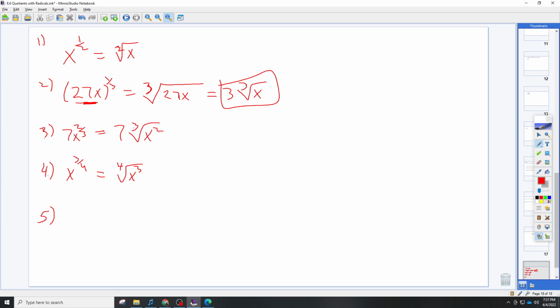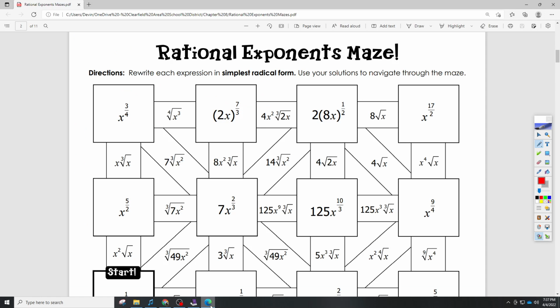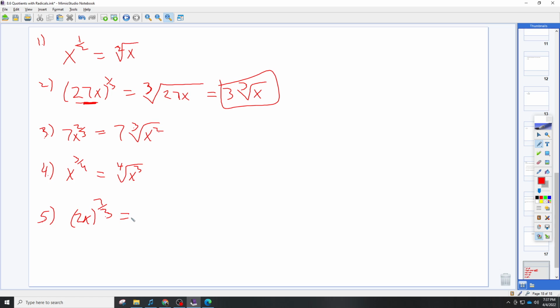I'm doing a lot of these with you. 2x to the 7/3. Is this in parentheses? It is, okay. So this would be rewritten as the 3rd root of, and I'm going to keep this in here as 2x to the 7th. So we're going to go a little bit further. I just put the 2x inside there, and the 7 goes on top. That's the exponent now. This is the cube root of, the 7 goes to everything: 2 to the 7th, x to the 7th. So the 7 goes to both things. And then we have the cube root.